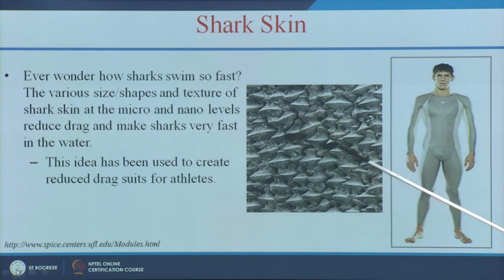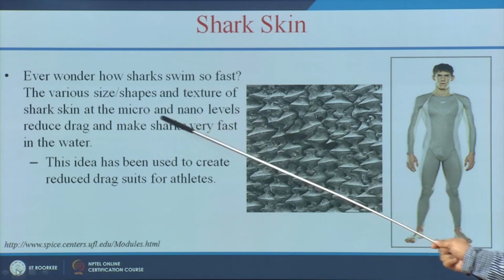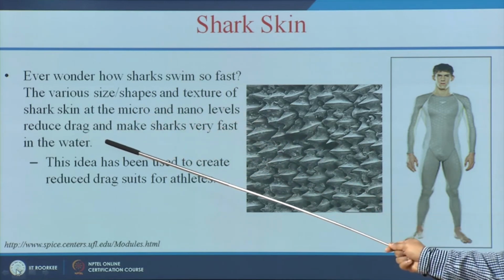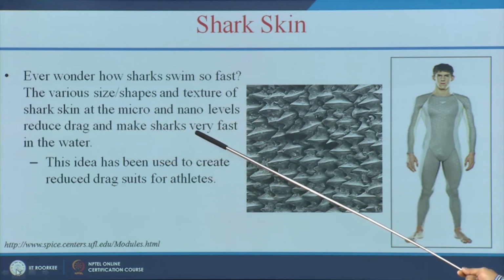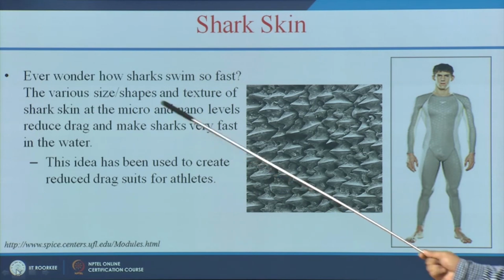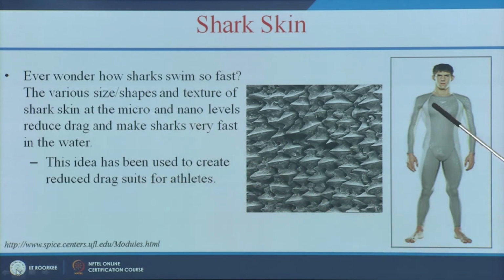And another example is shark skin. You might have seen that sharks swim very fast. So how is it possible? If you see the shark skin, it has a very good nanoscale arrangement, and these micro and nanoscale levels reduce the drag, and it makes the sharks swim very fast in the water. The scientists got the idea, and they made a similar kind of drag-reducing swimwear for athletes. So this will be useful for the swimmers.